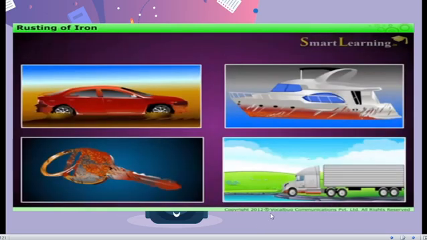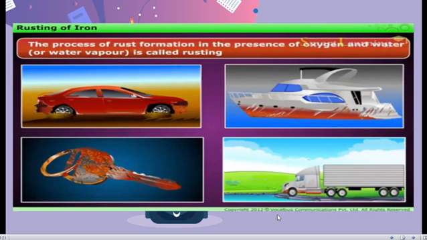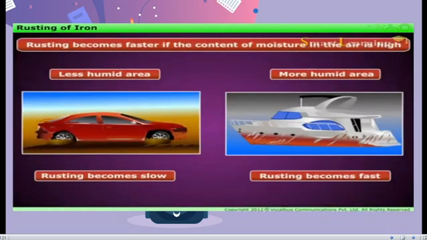As such, we can say that the process of rust formation in the presence of oxygen and water or water vapor is called rusting. Rusting becomes faster if the content of moisture in the air is high. That is, if it is more.